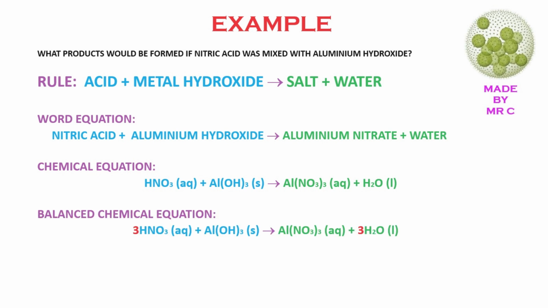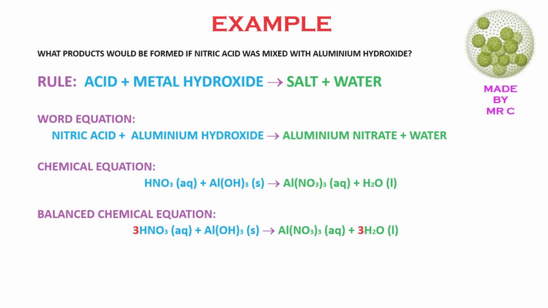To balance the equation, we can see that in aluminium nitrate we're going to need 3 nitrates. So the only way to get 3 nitrates in the reactants is to put a 3 in front of the nitric acid. So it's 3HNO3. We also need to balance the number of hydrogens. So if we have 3HNO3, there's 3 hydrogens there. And in the aluminium hydroxide, which is Al(OH)3, we've also got 3 hydrogens.